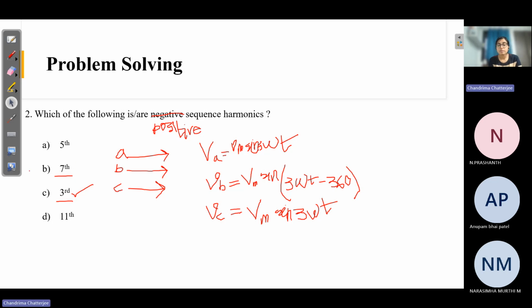So the only remaining one is the seventh harmonic. You can also calculate and see that seventh harmonic will be a positive sequence harmonic, because there the phase sequence is same as the fundamental phase sequence. And the general form will be 6m plus 1. So seventh harmonic, then 13th harmonic, they are the positive sequence harmonics, and so on.